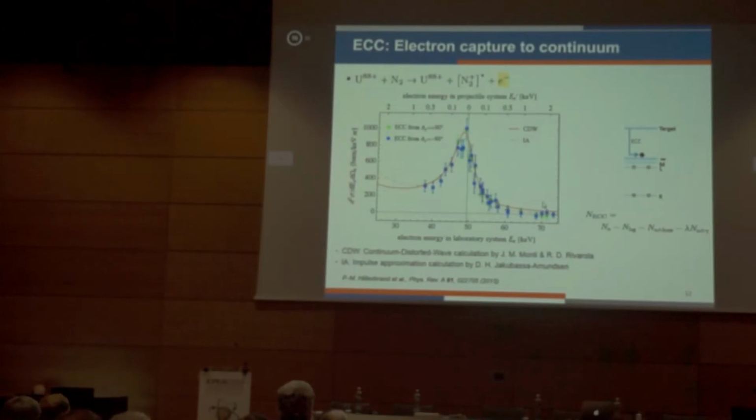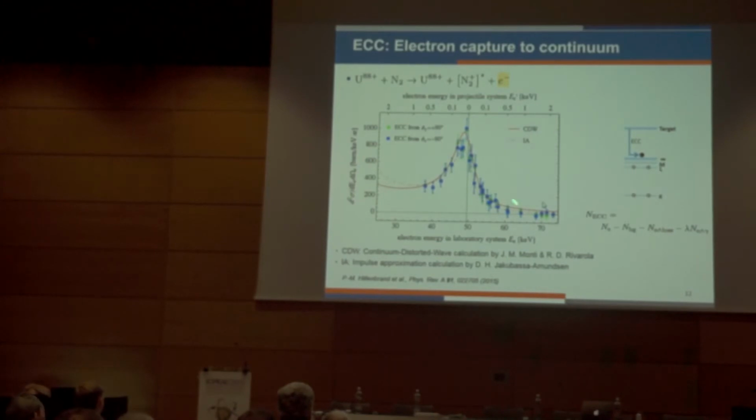Then the second process we looked at is the electron capture to continuum. The electron is ionized from the target and is captured into the continuum of the projectile. We see a strong asymmetry of this cusp, and this is especially visible because of the high projectile charge that we use.